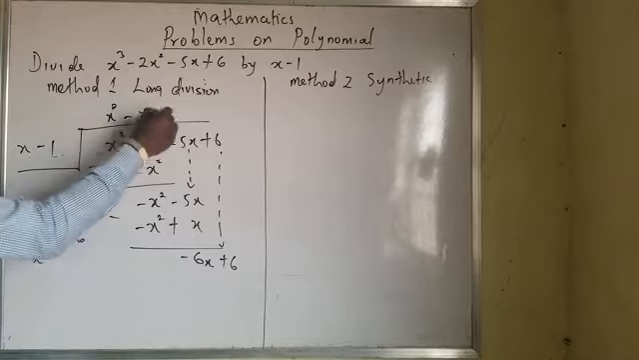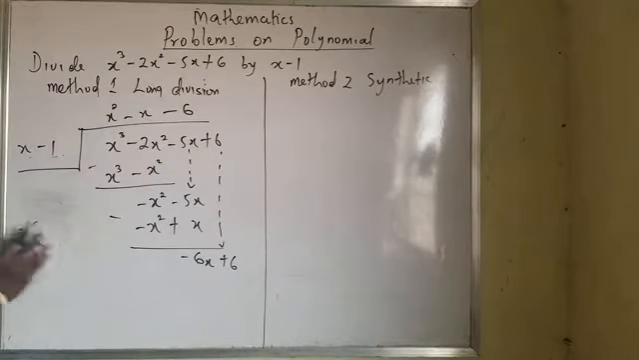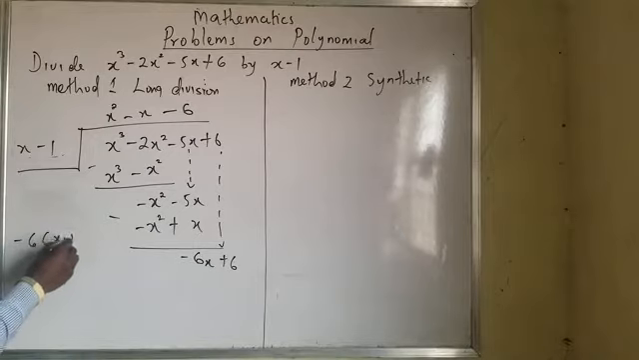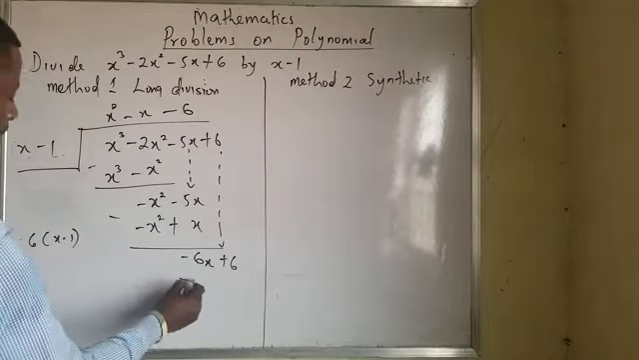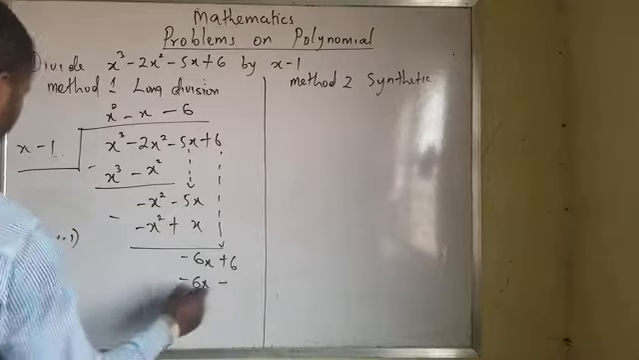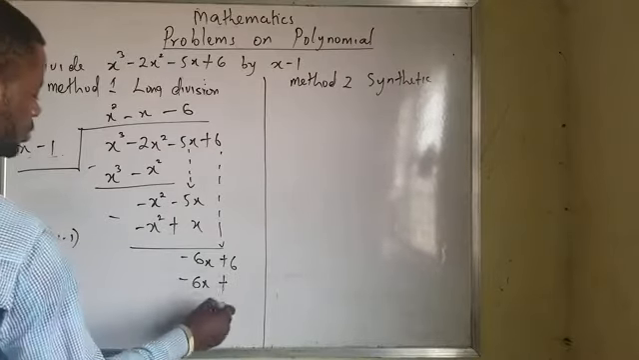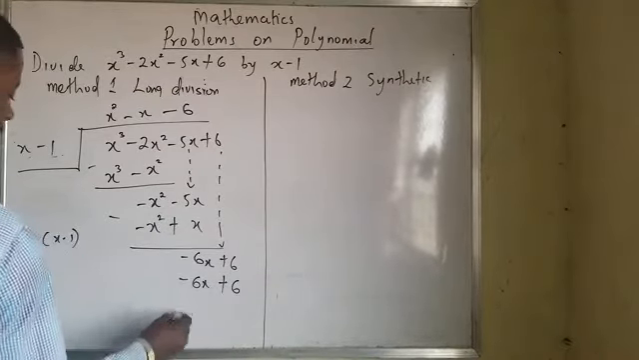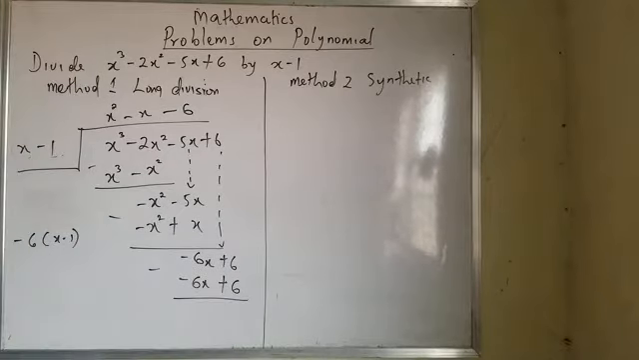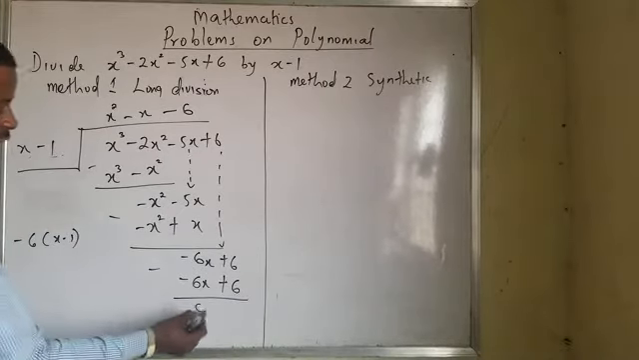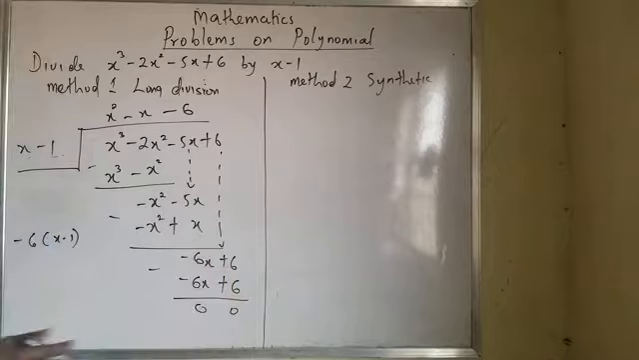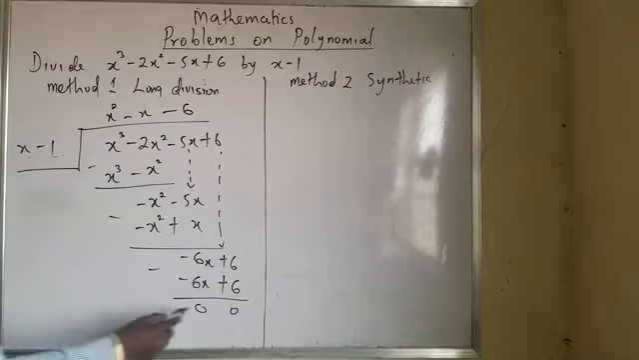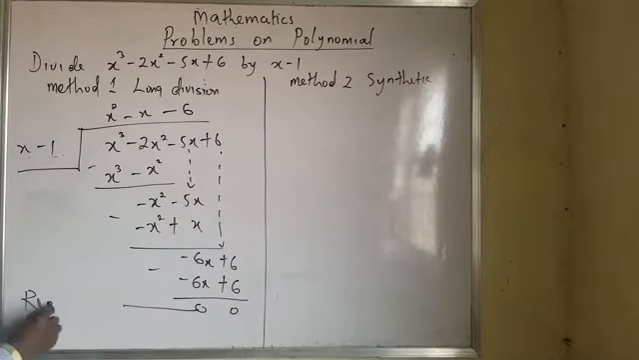Minus 6. Minus 6 will be here. Now, that minus 6 times x minus 1 gives minus 6x plus 6. Subtracting, 0 is 0, that is all. Now, my remainder, this is called the remainder.